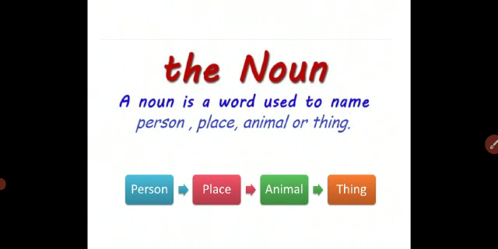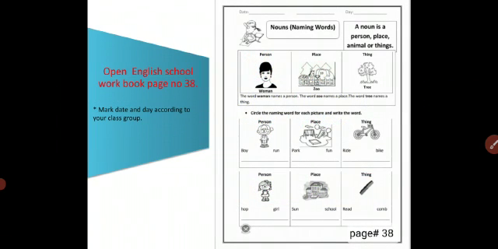Today we will learn about the noun. A noun is a word used to name a person, place, animal or thing. आज हम पढ़ेंगे नाउन के बारे में और नाउन किसे कहते हैं। नाउन कहते हैं किसी भी शख्स, चीज़ या जगह के नाम को। So please open page number 38 so we can start our work. First you have to write date and day according to your group.